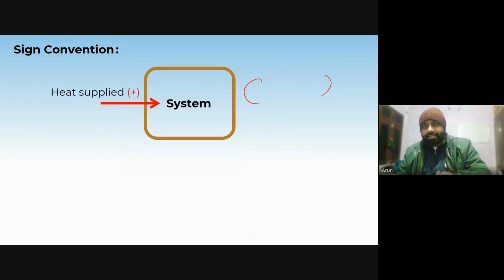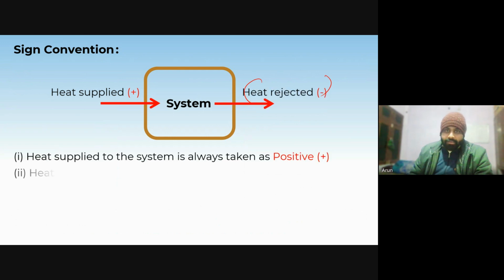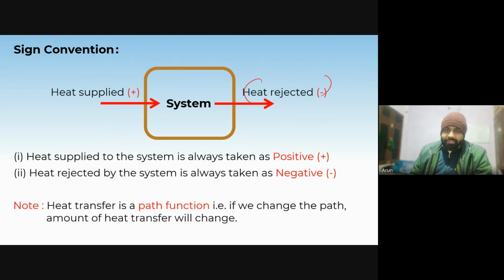Yeah, do not write it, because in writing you will take more time. Just say it by the reaction. So we have discussed it. Heat is a path function. Change in path, amount of heat transfer will change.